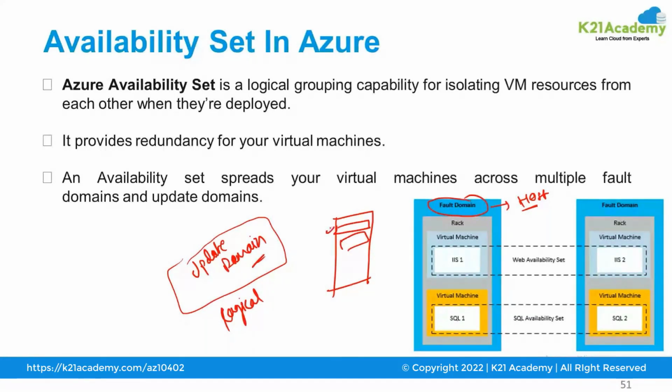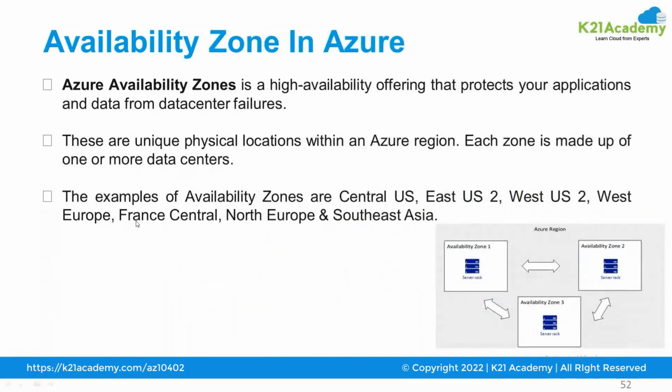These servers need to get updated, right? That is where you will add these servers to one group and you will update this particular update group or update domain first, and then you will go for the other update domain, so that servers which belong to two different update domains should not go down at one particular point of time. That is what update domain is, right? So that is what an availability set is.